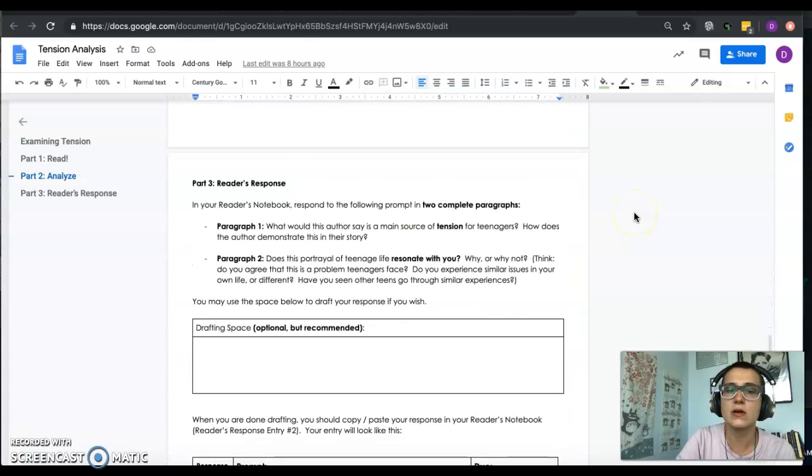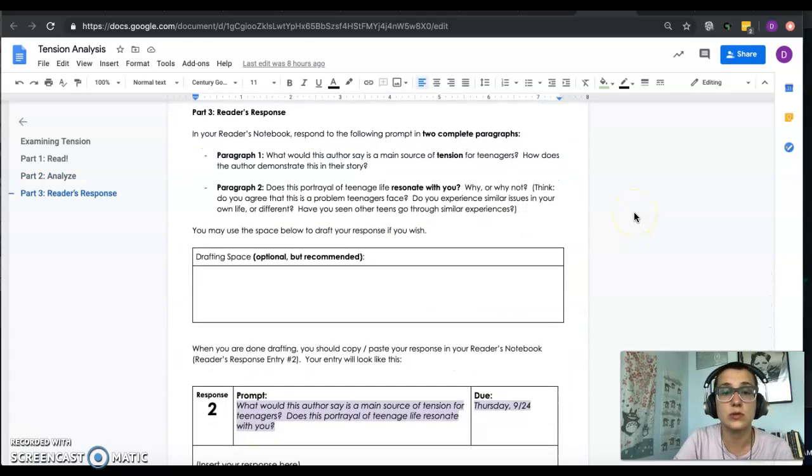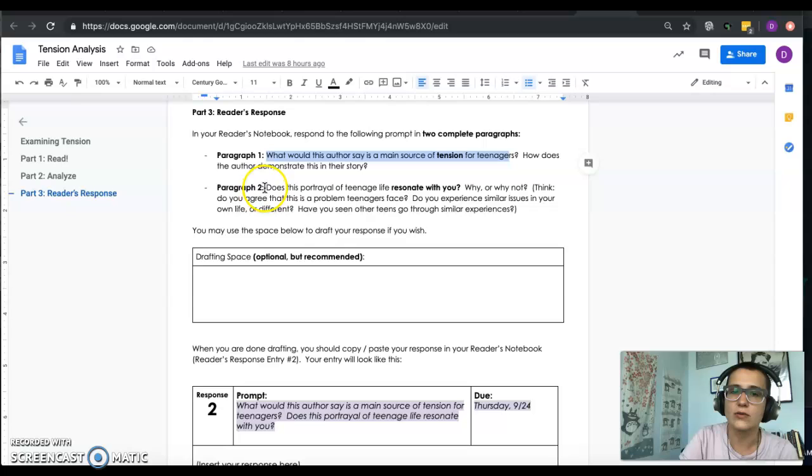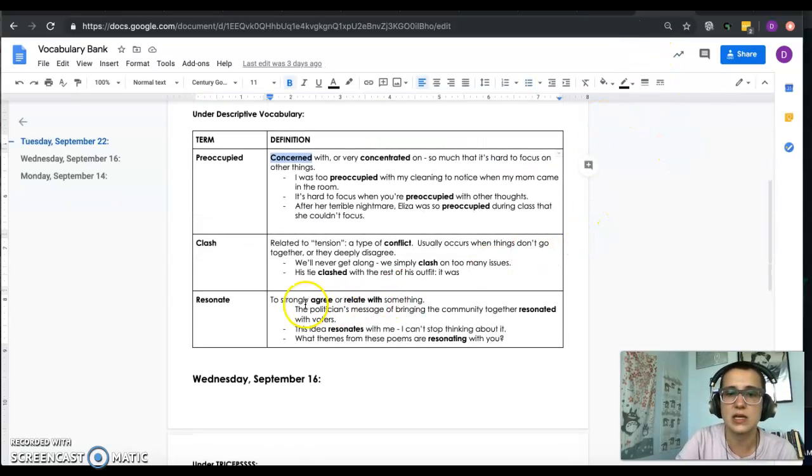And then the third part is you're going to be doing a reader's response. Here is your prompt. What would your author say is a main source of tension for teenagers? And how do they show this, right? And then you'll write a second paragraph. Does this portrayal of teenage life resonate with you? Remember our vocab for resonate? It's like you agree with it. If something resonates with you, it's like you feel it, right?